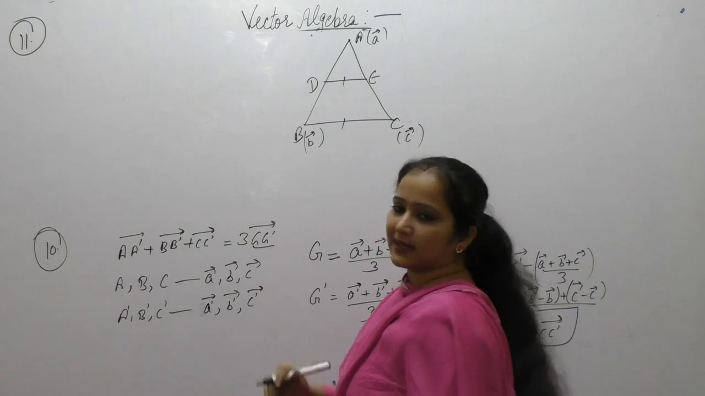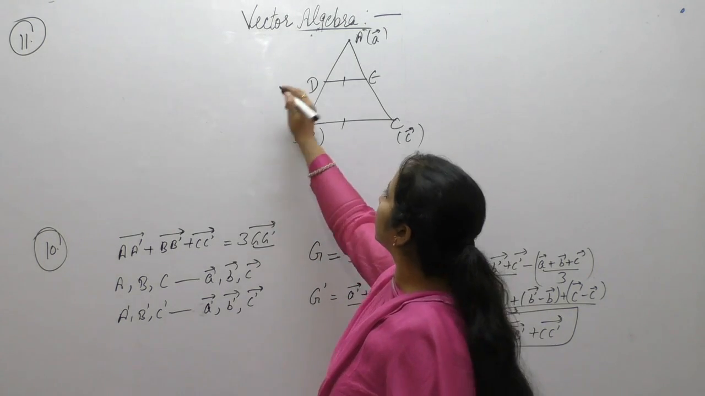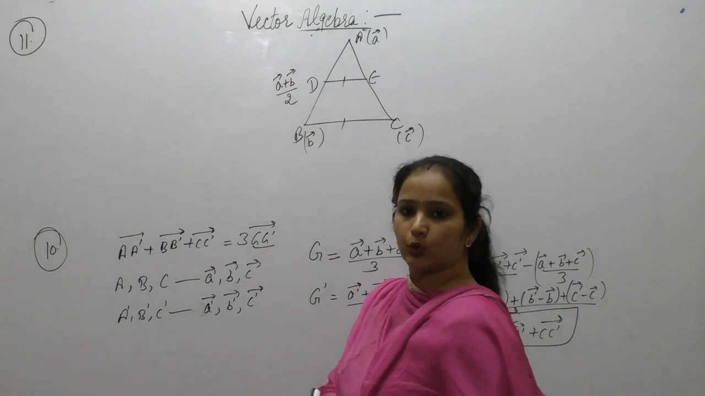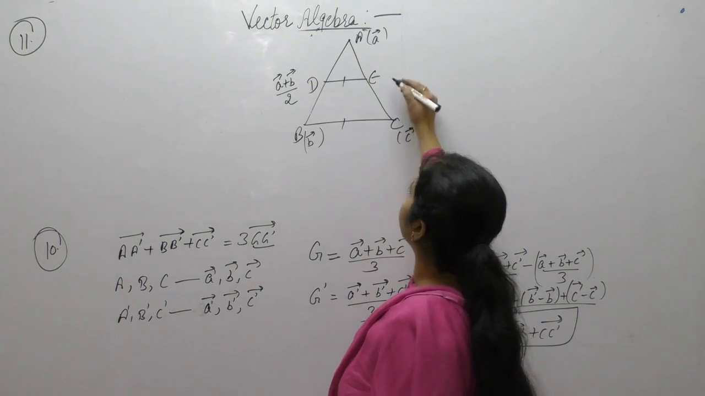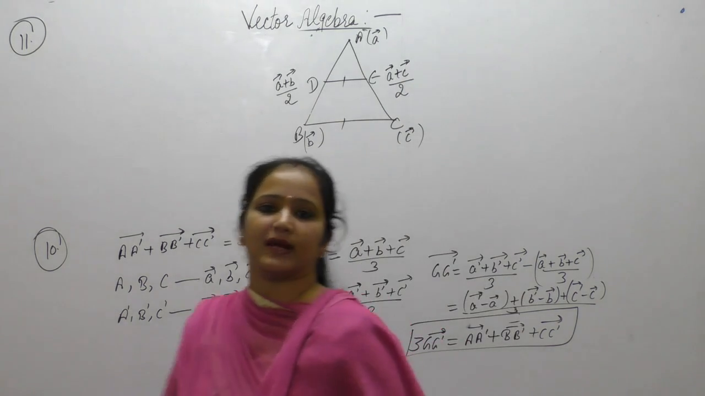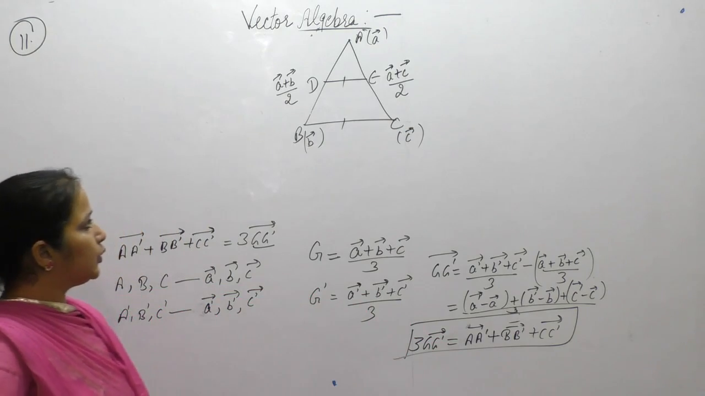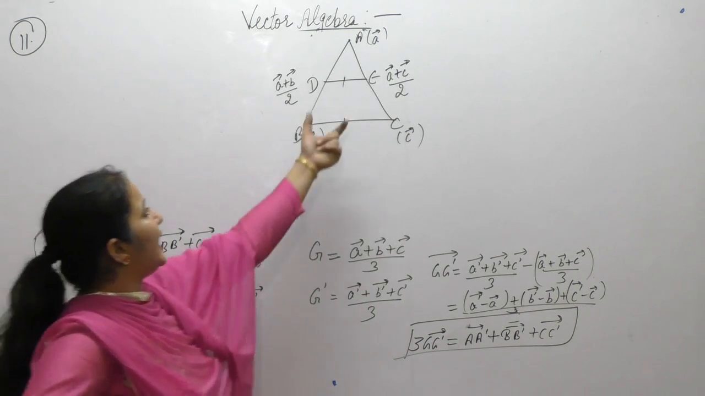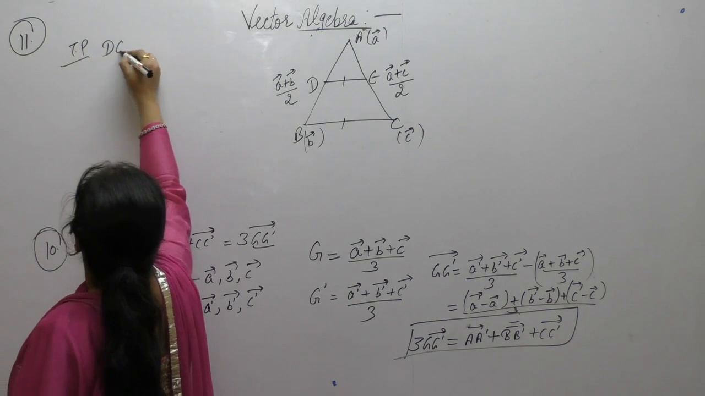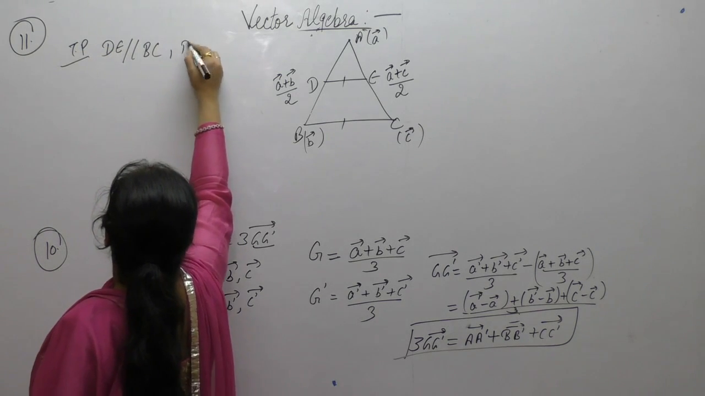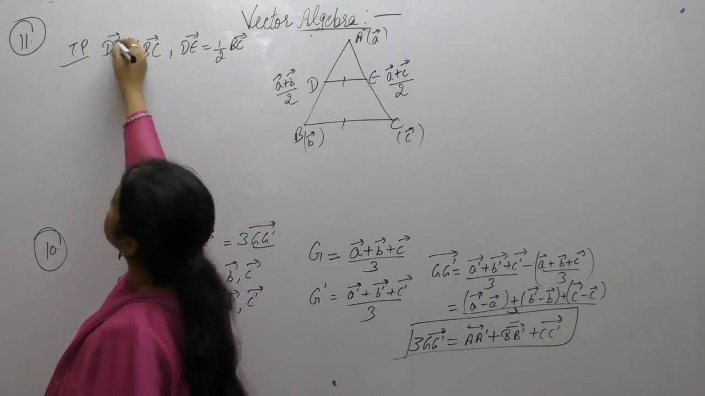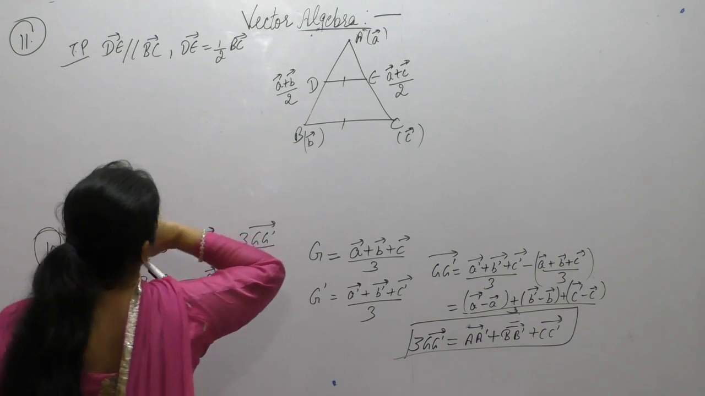Since D and E are the midpoint, so position vector of D is A vector plus B vector upon 2. E is the midpoint of AC, so it has position vector A vector plus C vector upon 2. Now we want to prove that DE is parallel to BC and DE is equal to half of BC. This we want to prove.